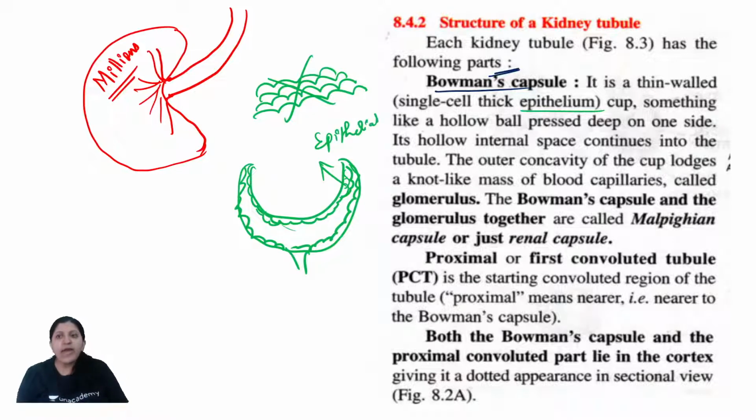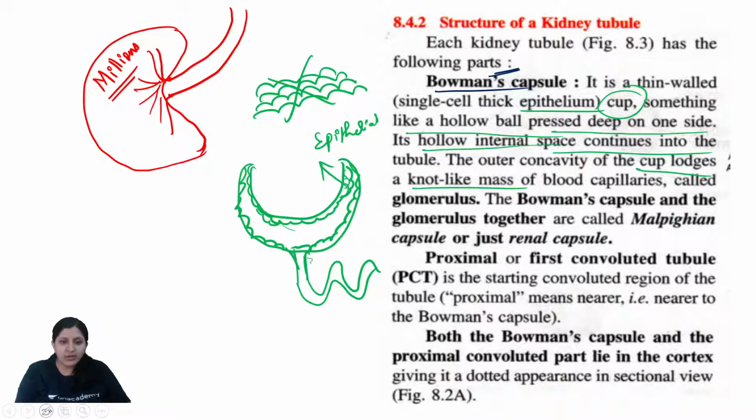As you can see, it is a cup shaped one, something like a hollow ball. The hollow ball is going to fit deep inside, pressed deep on one side, so its hollow internal space continues into the tubule. This hollow space will continue into a tubule like this. Then what is happening? The outer concavity of the cup lodges a knot-like mass of blood. The outer concavity is basically a space where you can see a knot-like formation.